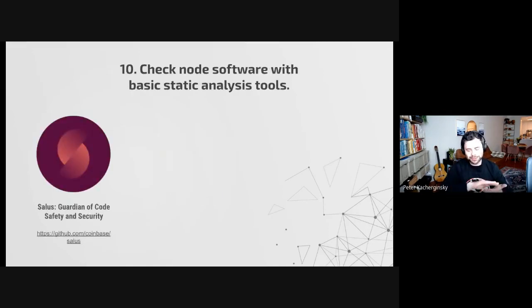And you notice that we're slowly ramping up the difficulty level. This is probably the hardest one. This requires you to examine the source code, examine the alerts that you're getting. And this is basic security static analysis of node software. So you may not need to go through the actual source code, but you can observe a variety of different alerts reported by tools like Salus. This is another Coinbase tool, which we use internally.